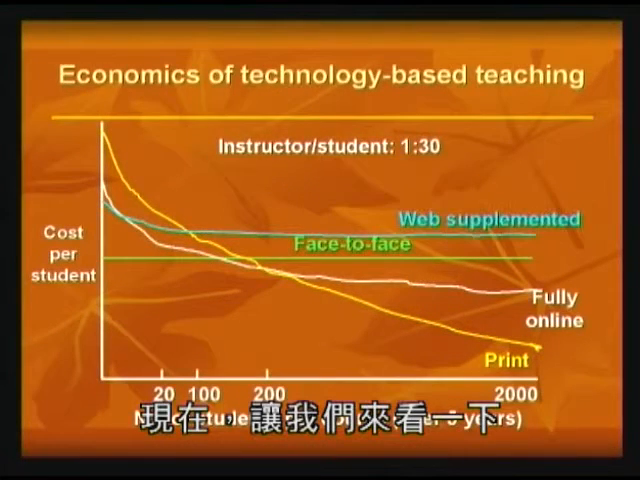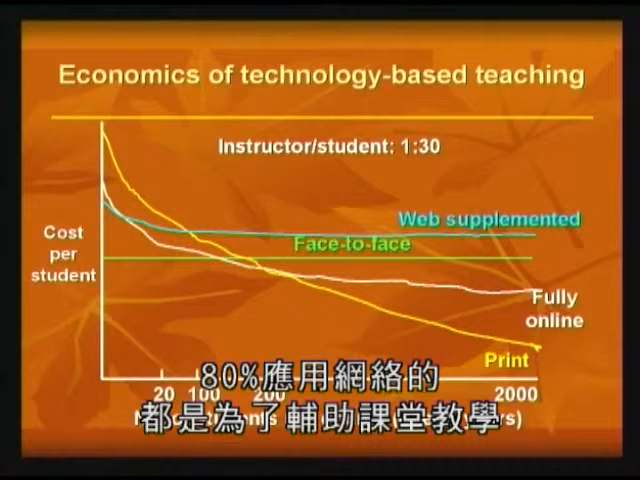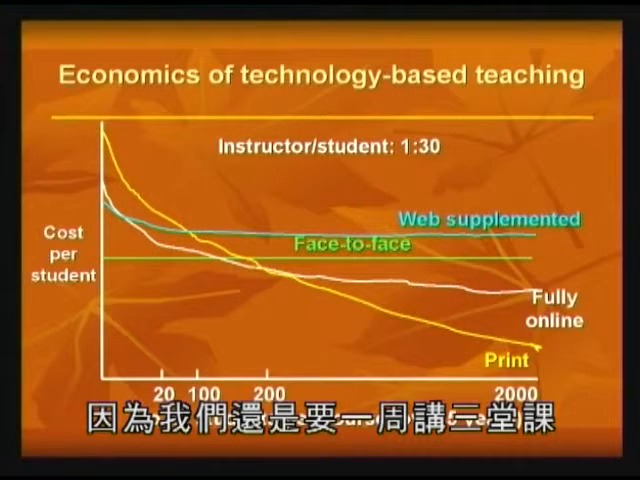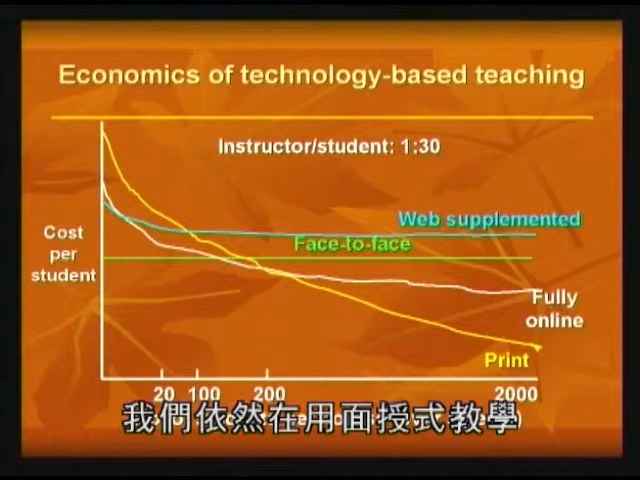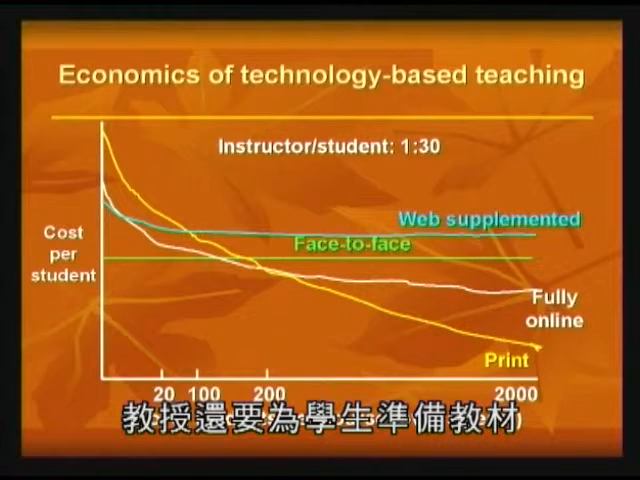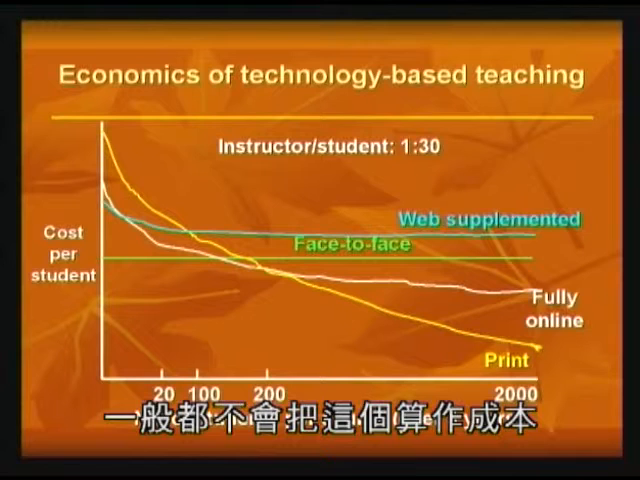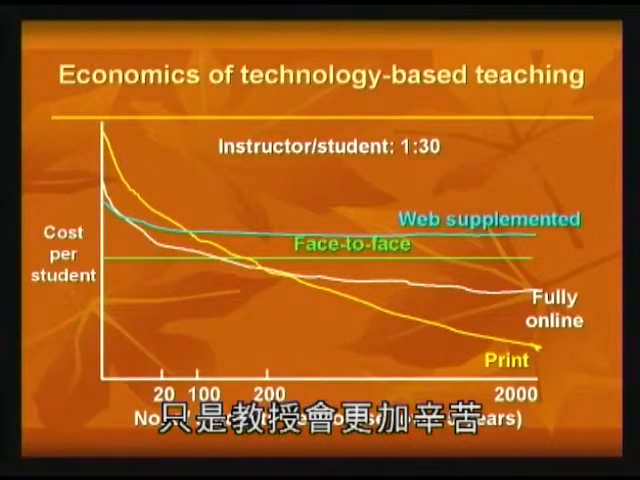Now, let's look at the 80% of the use of the web, which is to supplement classroom teaching, and these are the costs. And why? Because, well, we've still got our 3 lectures a week, we've still got our face-to-face costs, but on top of that, the professor is preparing materials for the students, having to work extra to provide extra work for the students to supplement their face-to-face teaching. Now, often institutions don't see this as a cost, it's just the professor working harder. But it is a cost.